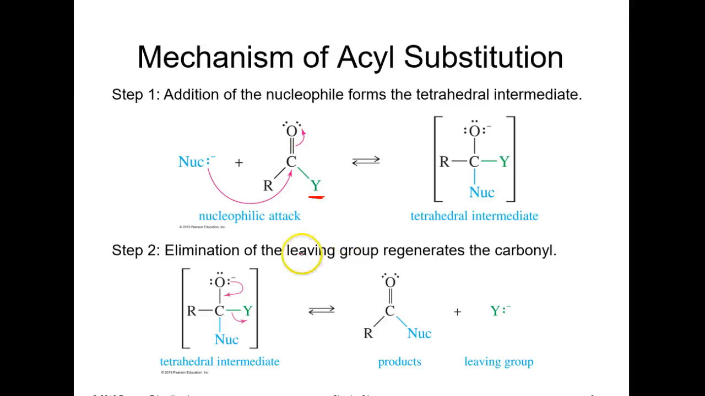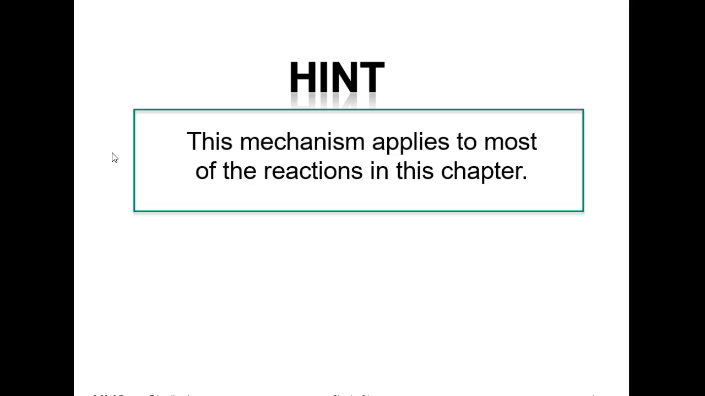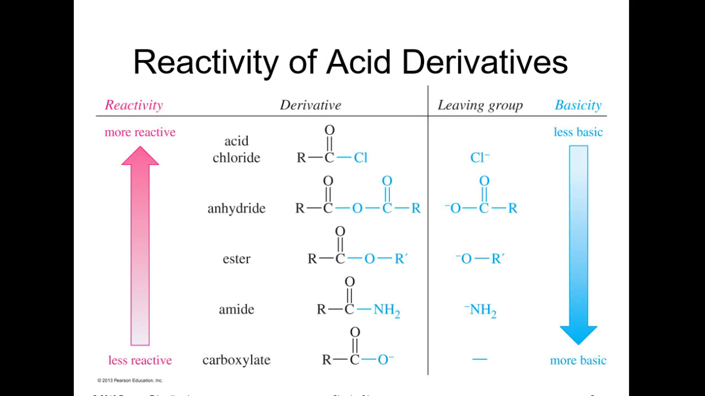This is just the general mechanism, and if you understand this mechanism, you understand pretty much every reaction in this whole entire chapter. So the nucleophile comes up, you form your tetrahedral intermediate, your negative pops down, kicking out your Y group, and you have just substituted your acyl group with a nucleophile. That's the mechanism. You understand it? You're good to go. Here's even the hint: this mechanism applies to most reactions in the chapter.